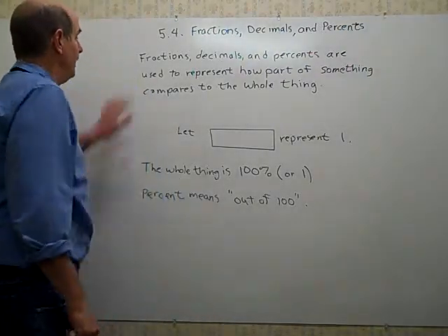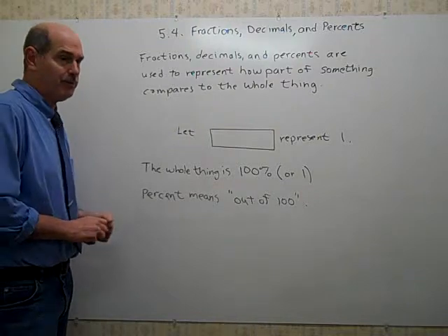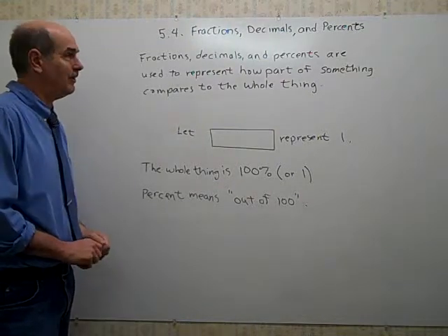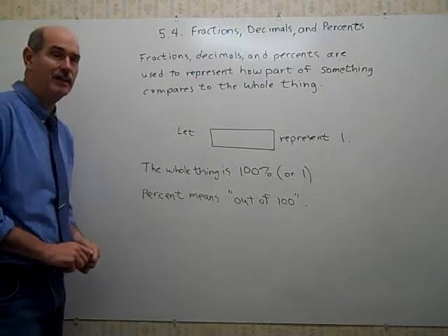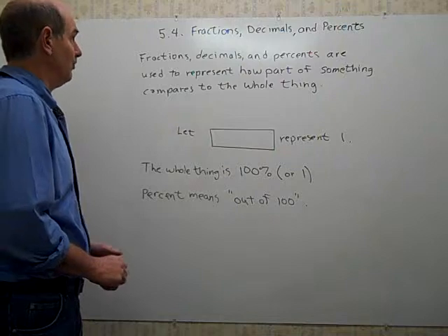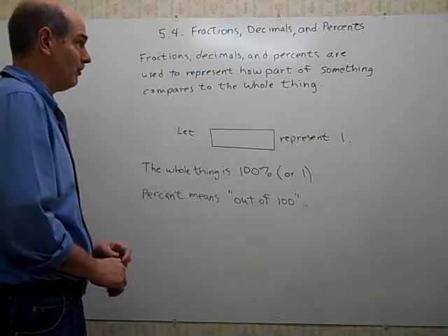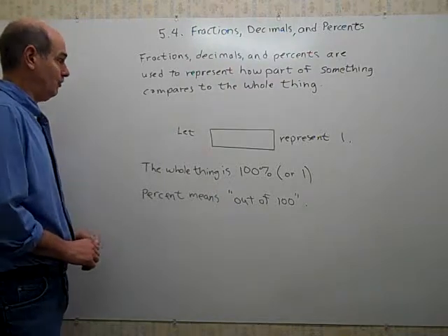Okay, this video is on Chapter 5, Section 4, Fractions, Decimals, and Percents. They're simply notational systems for writing numbers, and they're all kind of interchangeable. So we're going to talk a little bit about what they mean, and then how to convert from one to another, like from fractions to decimals, decimals to fractions, decimals to percents, percents to decimals, fractions to percents, and percents to fractions.